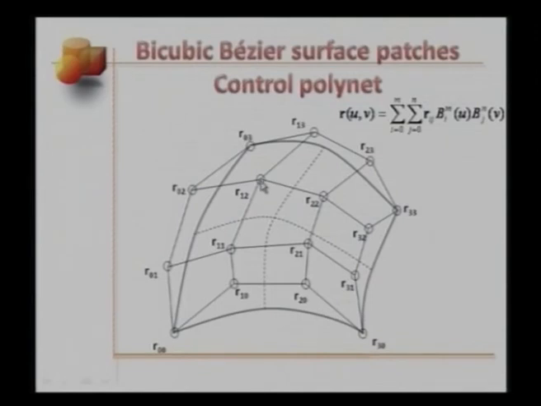In a sense, if I move, for example, R12 to a different location, the corresponding portion on the patch will get changed in shape accordingly. However, the shape change will be global. That is, the change will persist in the entire patch as opposed to it being local.